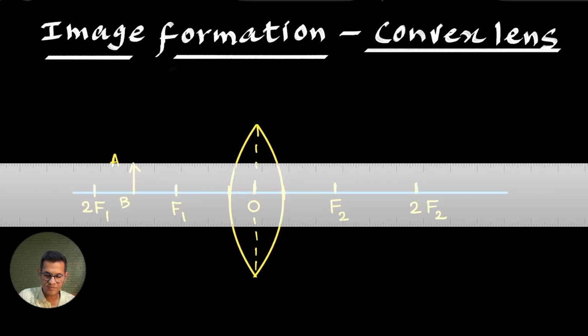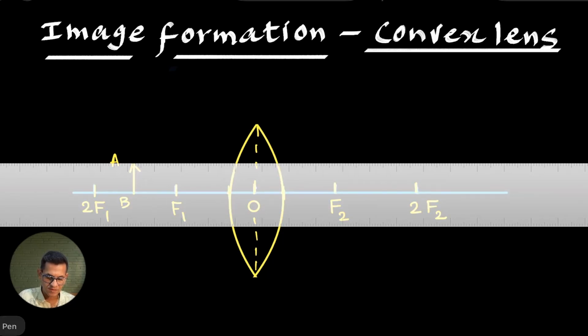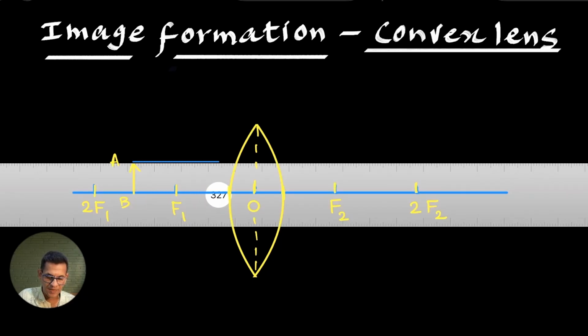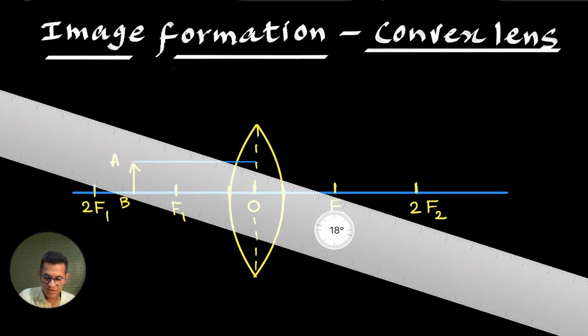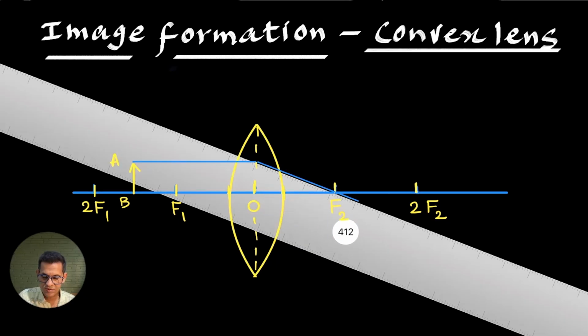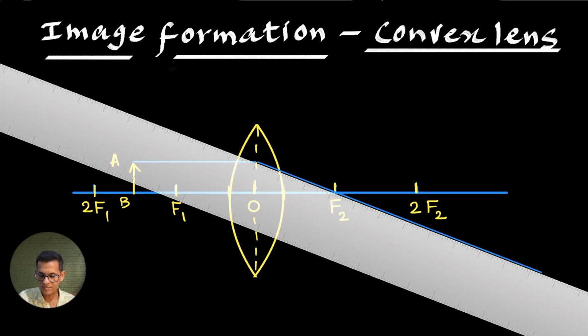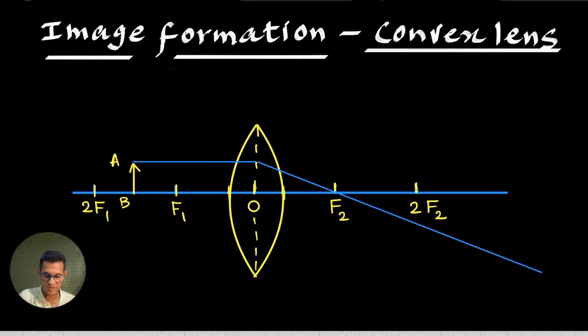The first rule says that if a light ray is traveling parallel to the principal axis, after refraction it will pass through the focus. So this is going to be my first rule or first light ray.